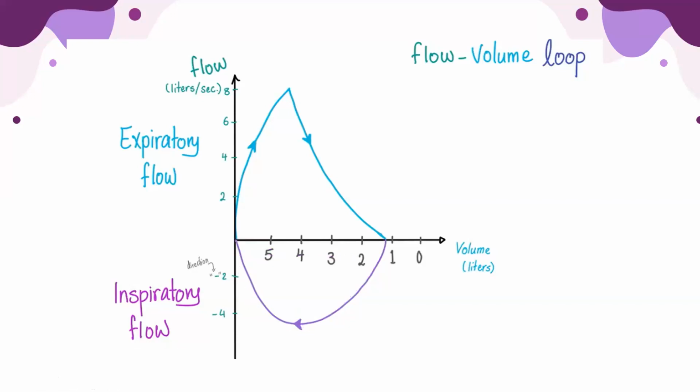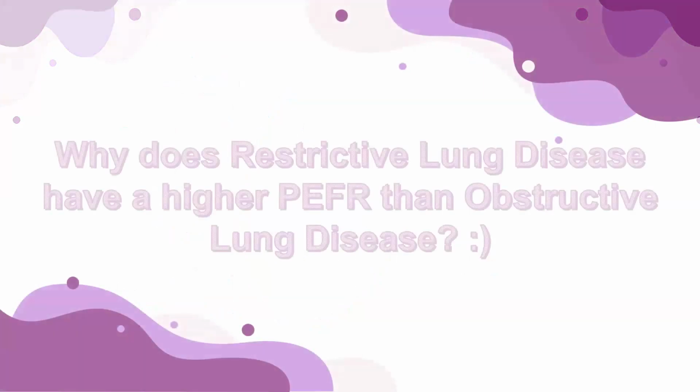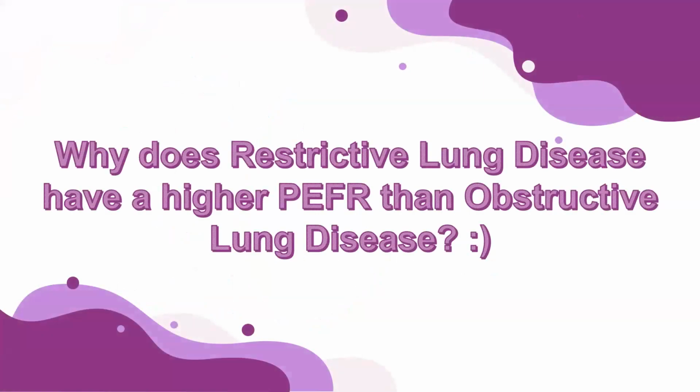In this graph, this is your total lung capacity, so the maximum lung volume. This is your residual volume. So the point would be here. We talked about this, the PEFR, or basically the slope.